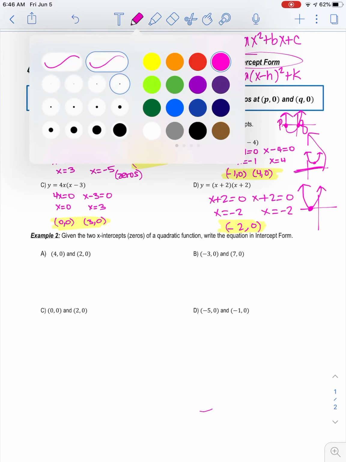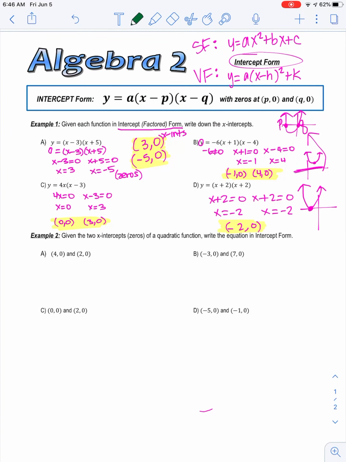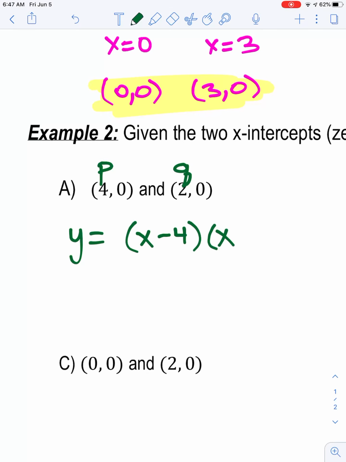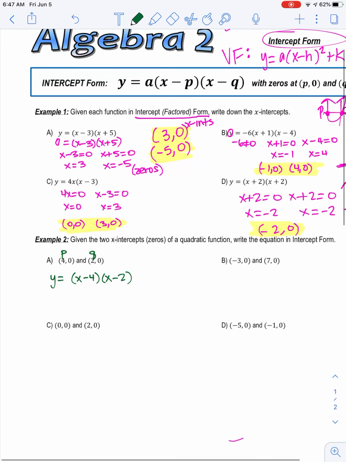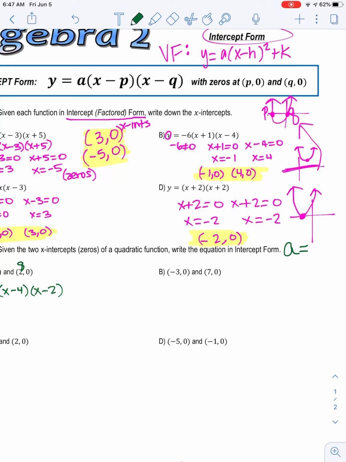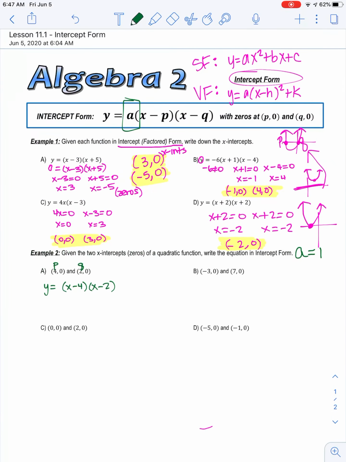All right, example 2. We are working backwards. We're given two x-intercepts or zeros, and we want to write the equation in intercept form. So this is like p and q, and now we want to write out y equals x minus p and x minus q. It doesn't say, but since we have no other information, I should have added this to the directions: we're just going to be using an a of 1. Otherwise, if we had an equation in a different form, we'd be able to see what the a value is by looking at the other form. But all we have here are the x-intercepts, so we'll just use an a value of 1.